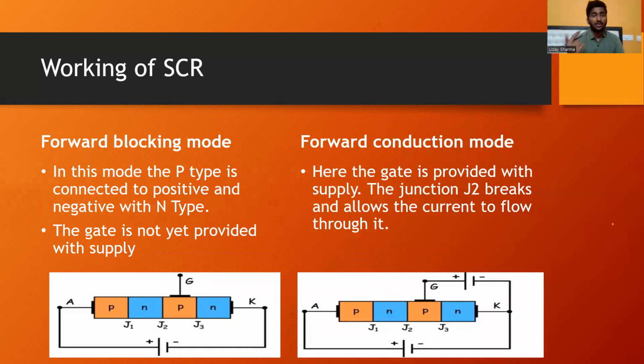There are two other modes, forward blocking mode and forward conduction. In this mode, the p-type is connected to the positive supply, and the n-type is connected to the negative. As we can see, the negative is connected to the negative and the positive is connected to the positive. These conditions go to the forward mode, or forward bias. Here, the gate supply is not yet provided. Just the supply is given according to the terminals.